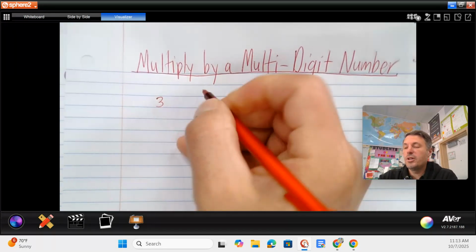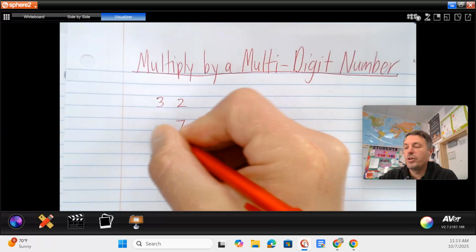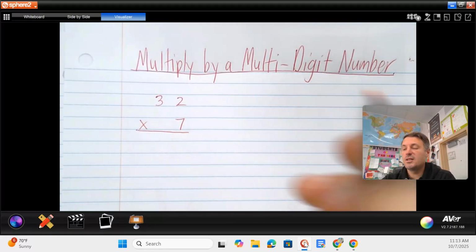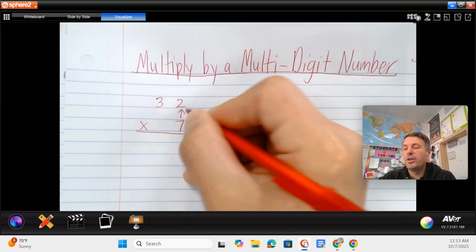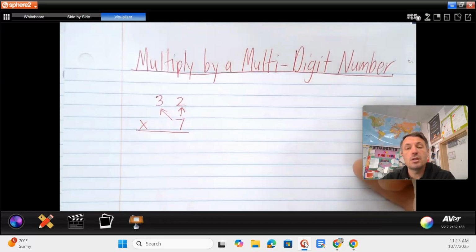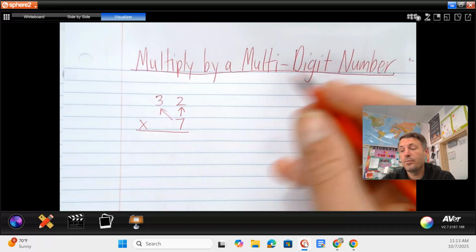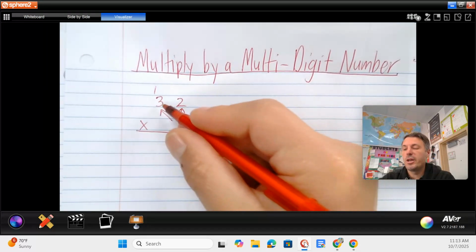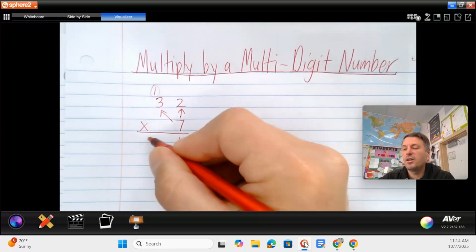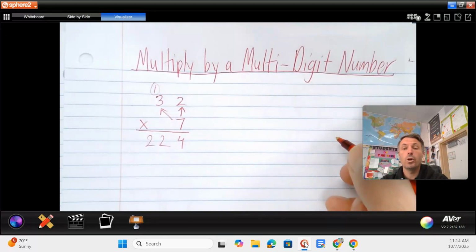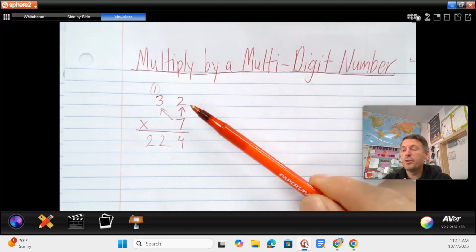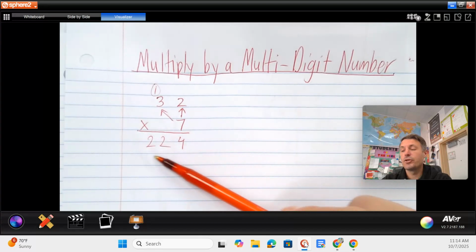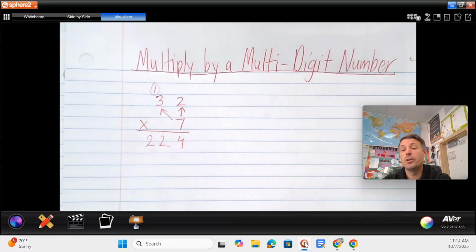to do. We've already learned how to do problems like this, 32 times 7, where it's a two-digit number by a one-digit number. And in that situation, we just multiply the number on bottom by both numbers on top, and we regroup when necessary. So 7 times 2 is 14, 7 times 3 is 21, plus the one we carried, 22, so 224. And remember that when you're multiplying, both numbers you're multiplying are called factors, and the answer to a multiplication problem is called the product.